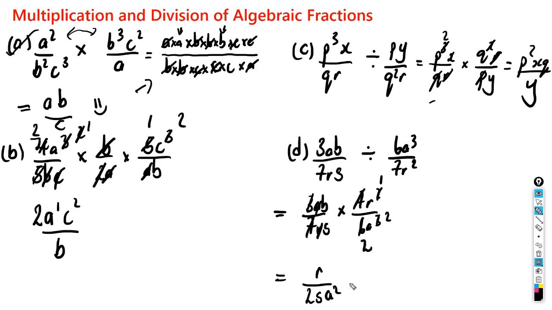And that should be the answer. Oh, well, no, there's a b here. Sorry about that. It's br over 2s a squared. Cool. And great. So it's actually pretty simple, guys. All you have to do is cancel out the factors, and you should be totally fine.